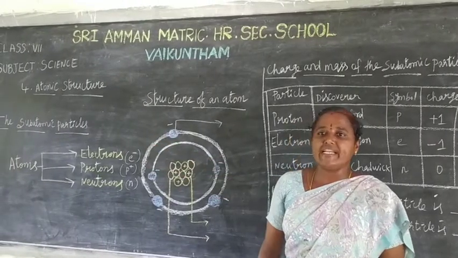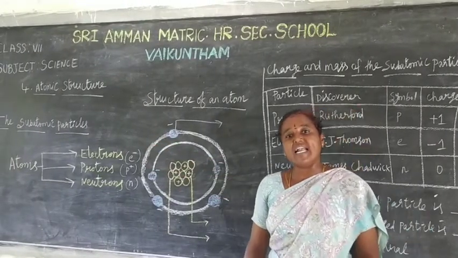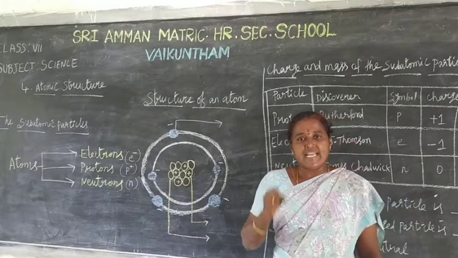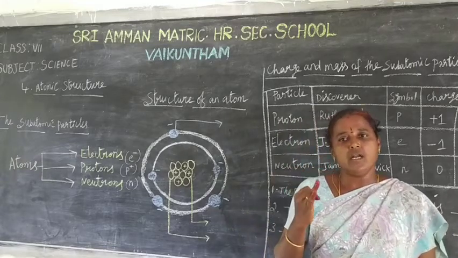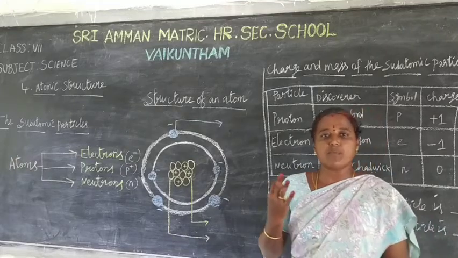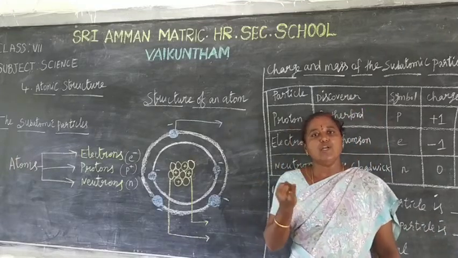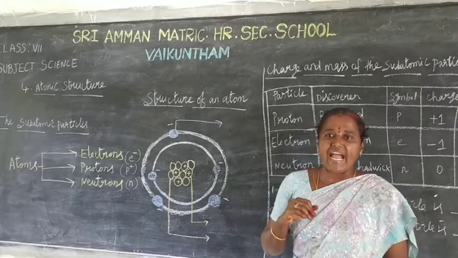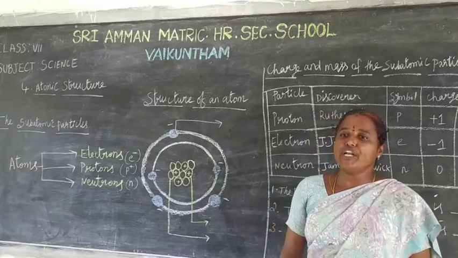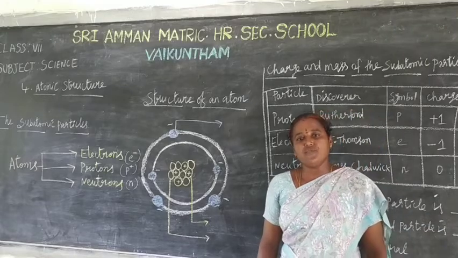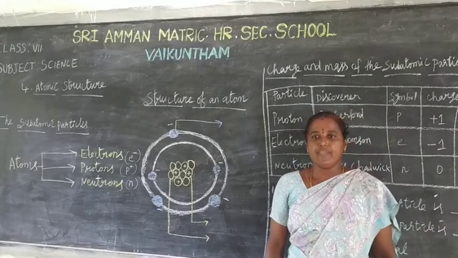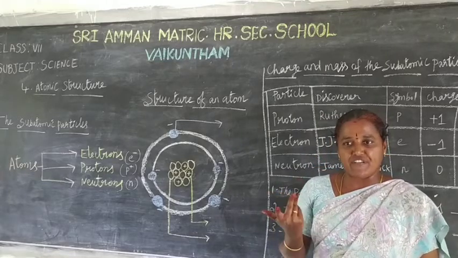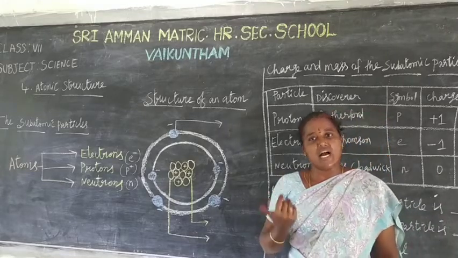Already we have studied that atoms of all elements are made up of smaller components: electron, proton and neutron. What are the smaller components? Electron, proton and neutron. An electron from a hydrogen atom is no different from an electron of a carbon atom.